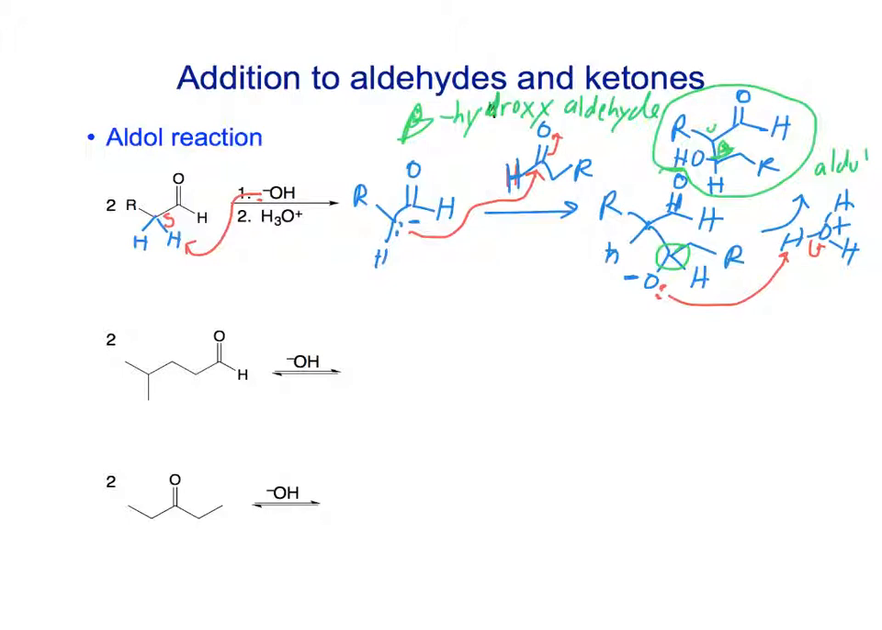All right, so let's try it again. Look at the next one. Instead of just having an R group, I have an actual side chain. See if you can just draw out what the beta-hydroxyaldehyde product would be for that aldol reaction.